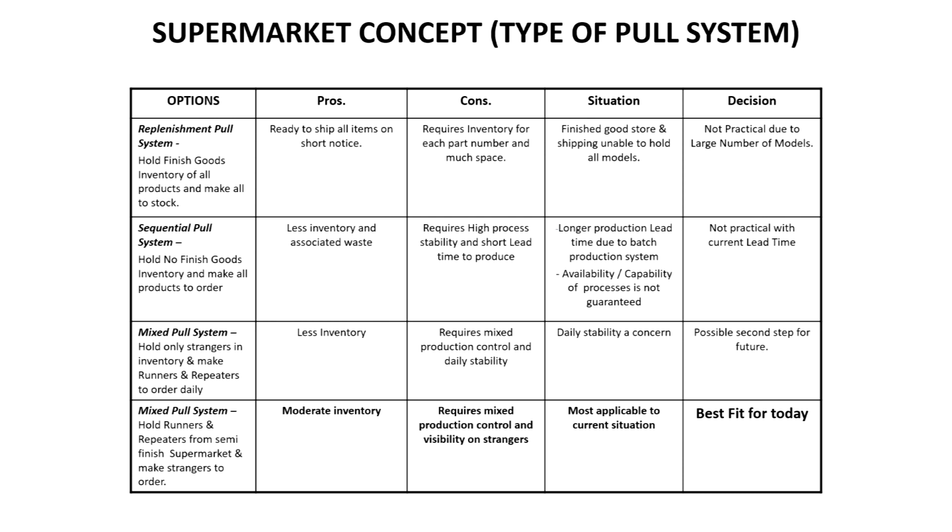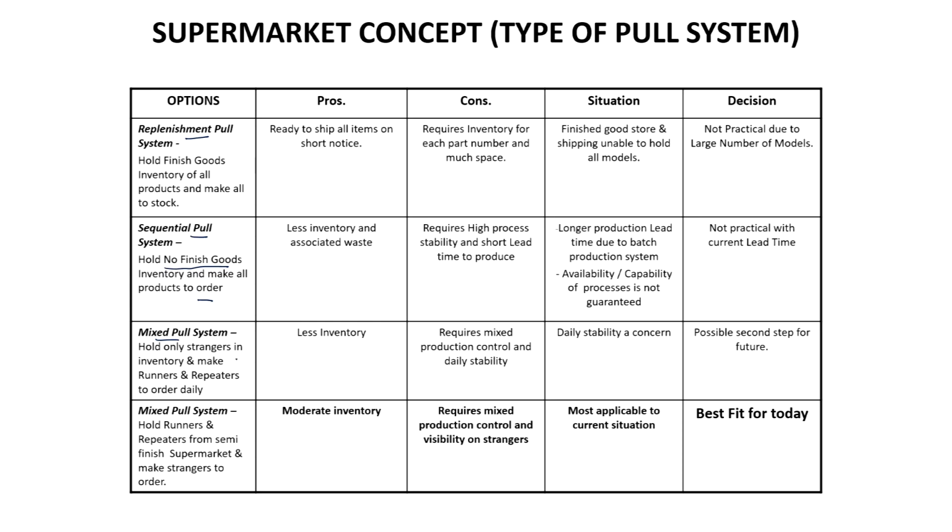And there are several supermarket concepts. You can have a replenishment pull system, where you hold the finished goods inventory of all products and make all to stock. There can be a sequential pull system, where you are not holding any finished goods stock and make all products to order. There can be a mixed pull system; depending upon the situation, depending upon the circumstances, you have to design your pull system.